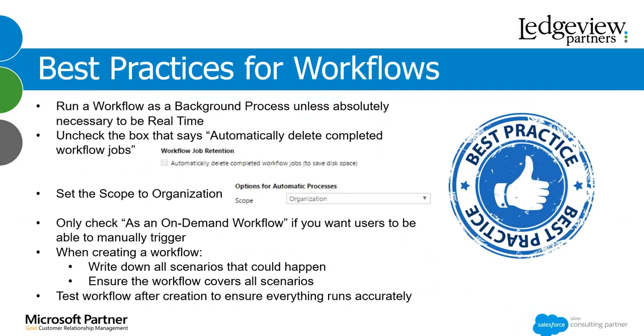Set the scope to organization. As we touched on earlier, that's usually the process. Sometimes it will call for it to be business unit or even user if that is what applies, but organization is usually the best way to go. Only check as an on-demand workflow if you want users to be able to manually trigger them.